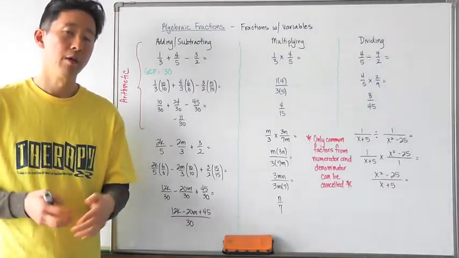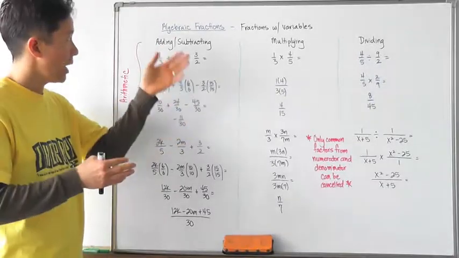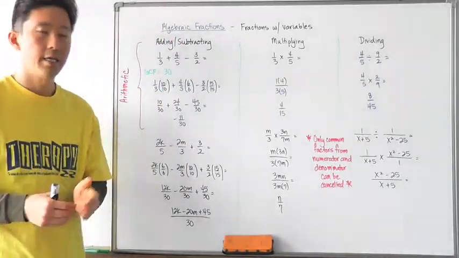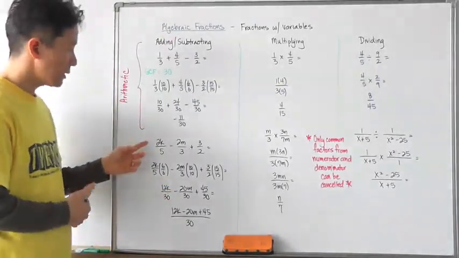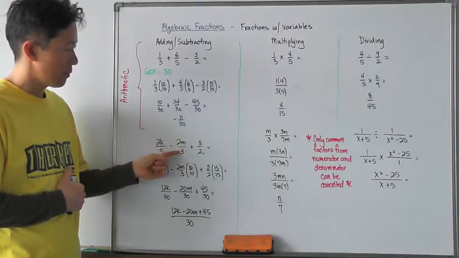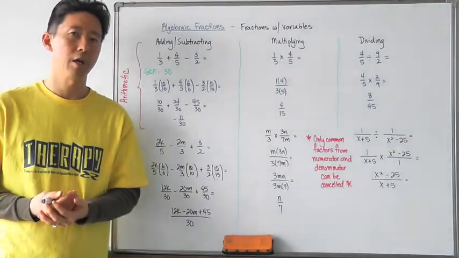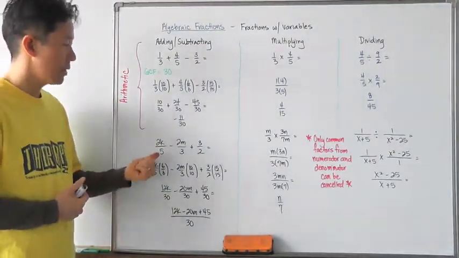30. So if we want to extend that to an algebraic fraction case, it's exactly the same thing. Take a look at what happens. Say for example I have 2k over 5 minus 2m over 3 plus 3/2. Again, we're looking for the greatest common denominator. In this case again, it's going to be 30.